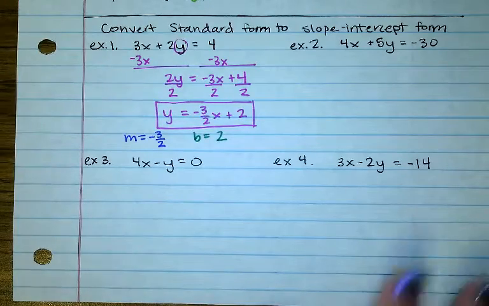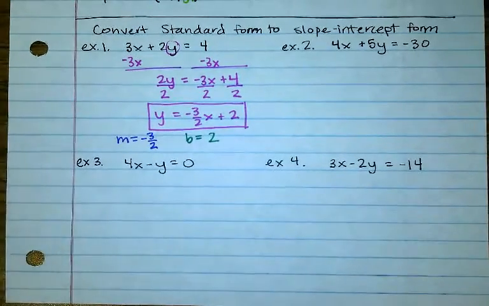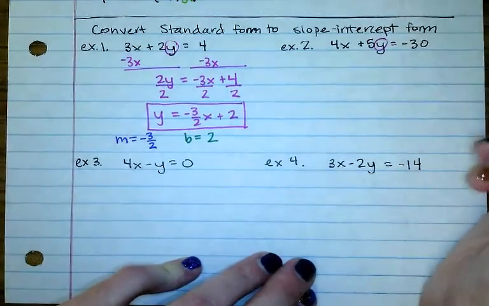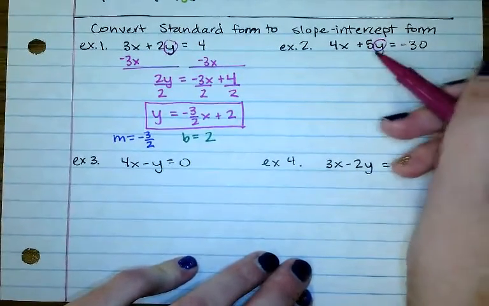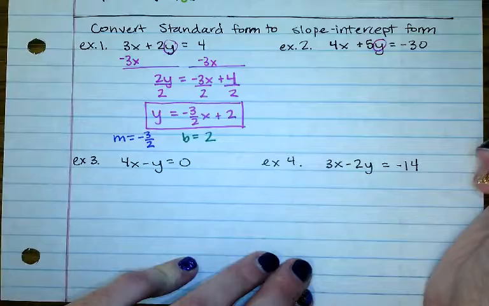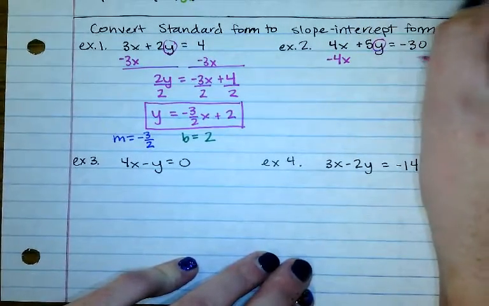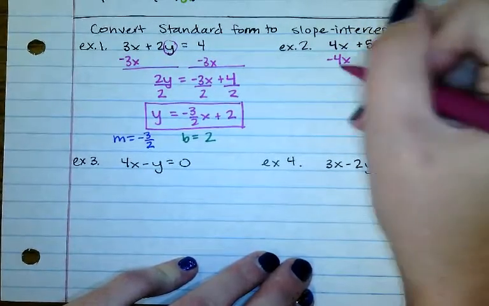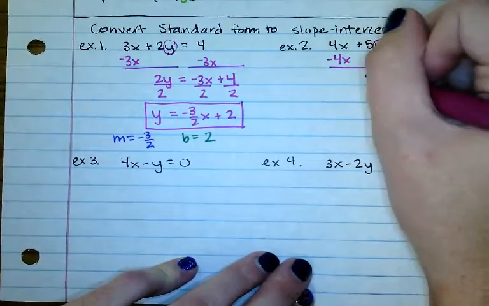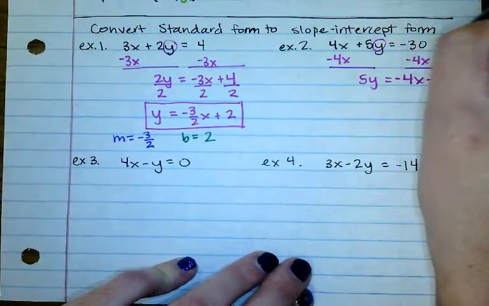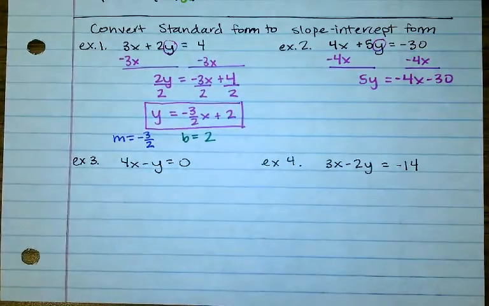Let's do another one. So we want to get y by itself. So this is going to be very similar. So what do we do now to get the y by itself? What's our first step going to be? Subtracting that 4x from both sides. Yes. So we always subtract that x term first. So we get 5y equals negative 4x minus 30. Okay? Now what do we do, y'all?